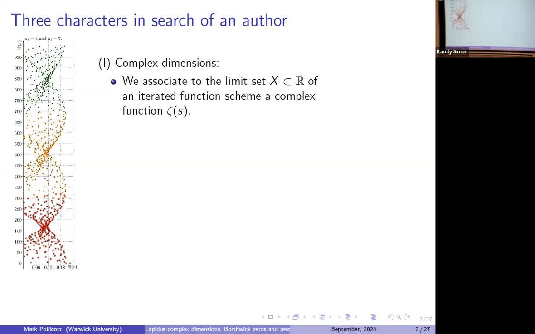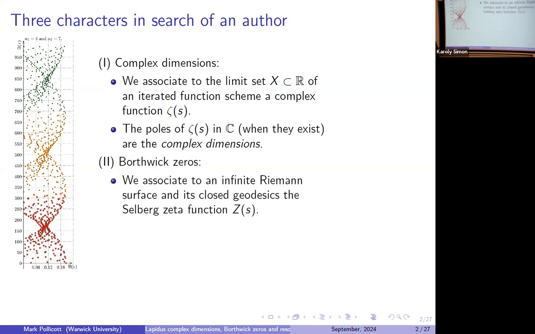And they come via these mysterious looking zeta functions. So these will look mysterious when I define them. So they turn out to be poles of this complex function. So we have a set X, we associate some complex function, we look at its poles, and that's what we get. And here is a plot on the left of the poles for some particular example, which I'll talk about a bit later. Okay, that's what complex dimensions are.